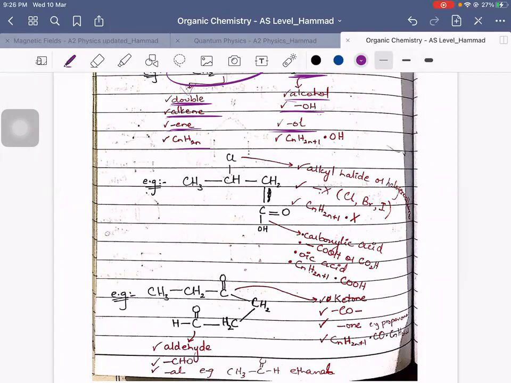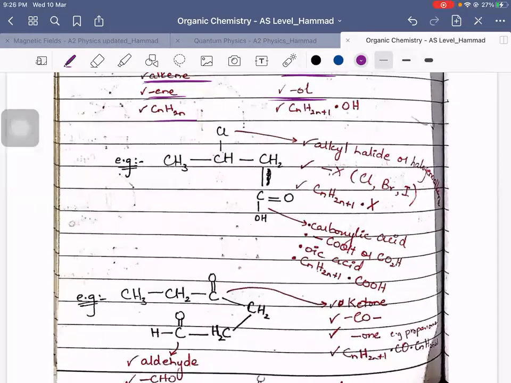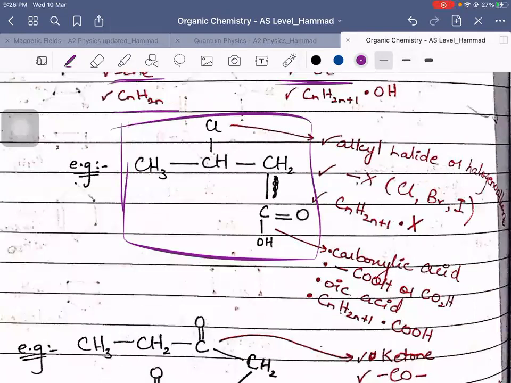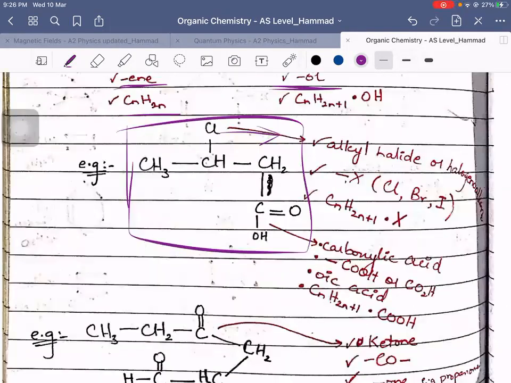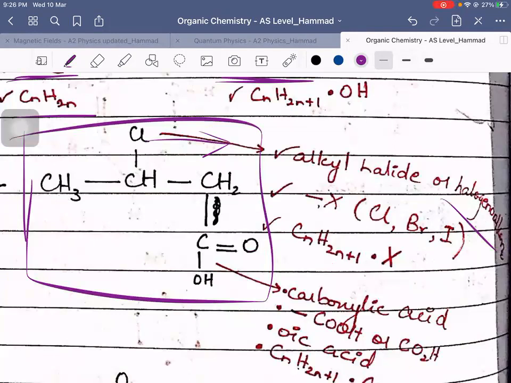For example, if I had this compound in front of me, you need to understand that this is an alkyl halide or a halogenoalkane. Cl, Br, I, if attached to a carbon, makes it an alkyl halide, which has the general formula CnH2n+1X.